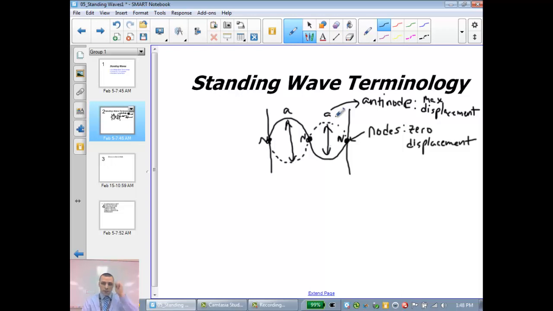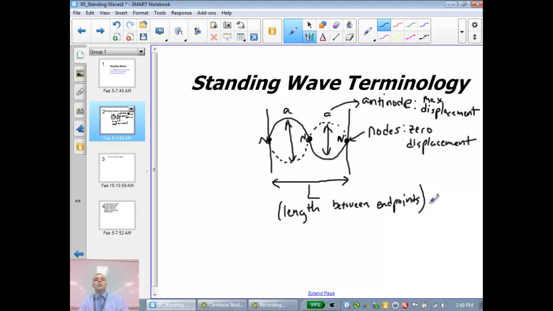Also associated with a standing wave is the distance between the 2 endpoints. How far apart are the 2 endpoints? How long is the string? We call this length L, and it's the length between the endpoints. Usually it's written as the length of the string. So these are the key points of the standing wave: the node, the antinode, and the length between the endpoints, sometimes commonly known as the length of the string.